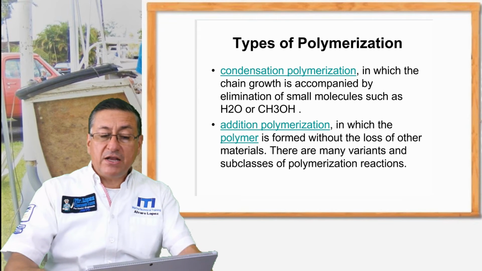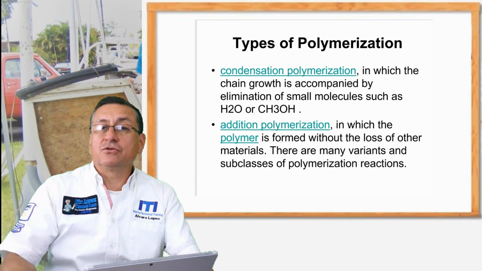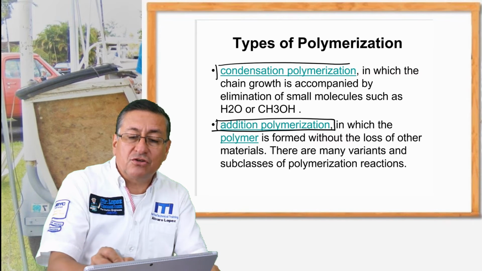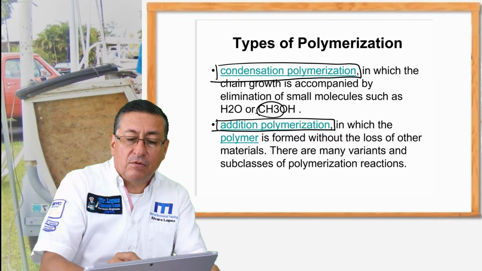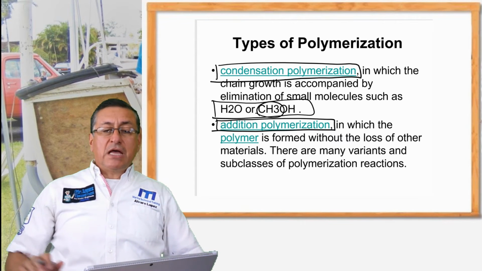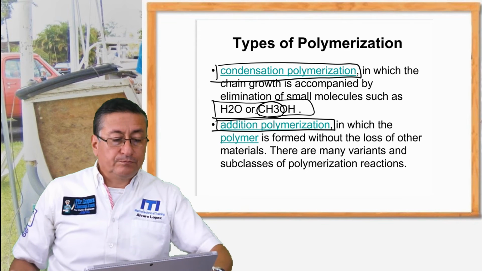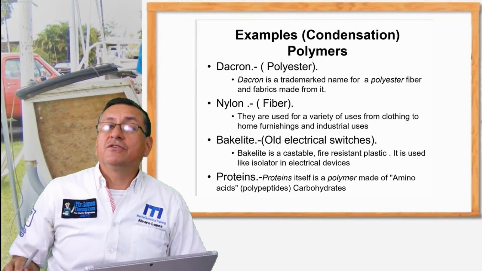There are many variants of subproducts of polymerization reactions. Okay, don't forget we have addition polymerization, and we have condensation. Normally the condensation polymerization produces water or hydrochloric acid. Okay, we have those types of polymerization, condensation or addition. Examples, we are going to analyze examples of condensation polymerization.